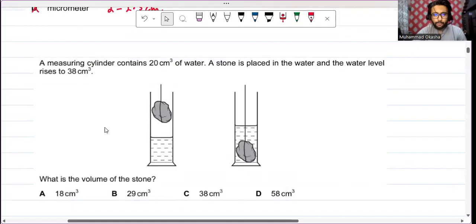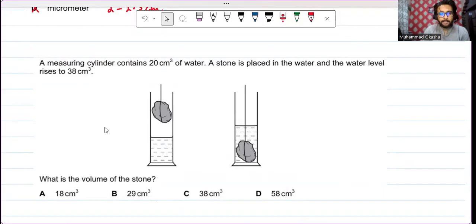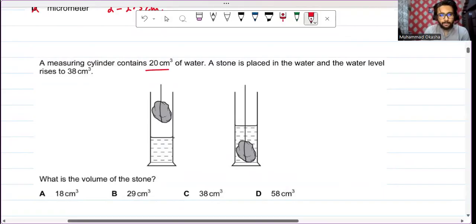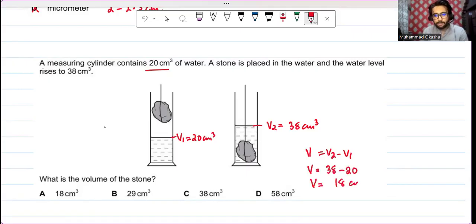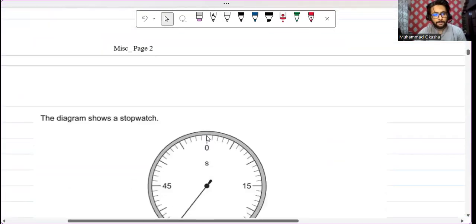A measuring cylinder contains 20 centimeter cube of water. A stone is placed in water and the water level rises to 38. So this is the initial volume, 20 centimeter cube, right? So for example, V1 is 20 centimeter cube. And after you put in the stone, the volume rises to 38 centimeter cube. What's the volume? Of course, you will have to do V2 minus V1, which is 38 minus 20, which is 18 centimeter cube. So 18 centimeter cube is your answer.